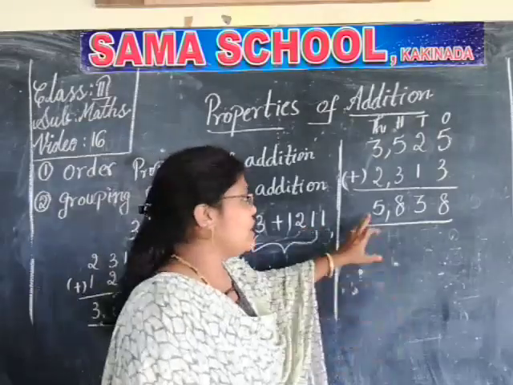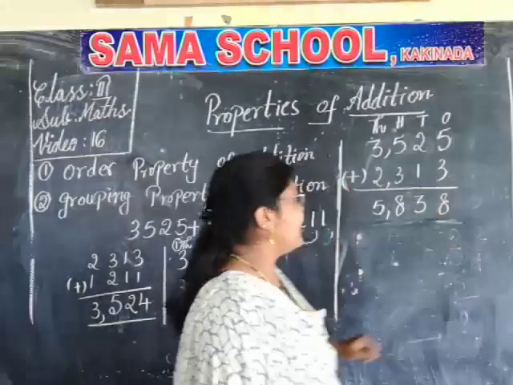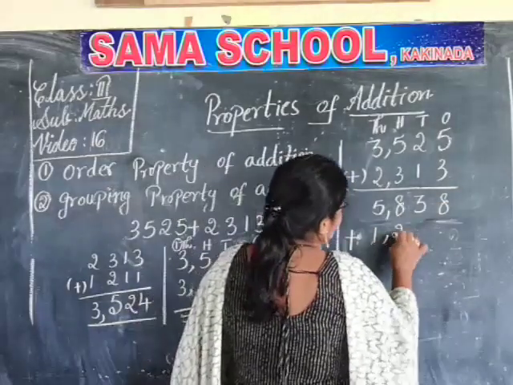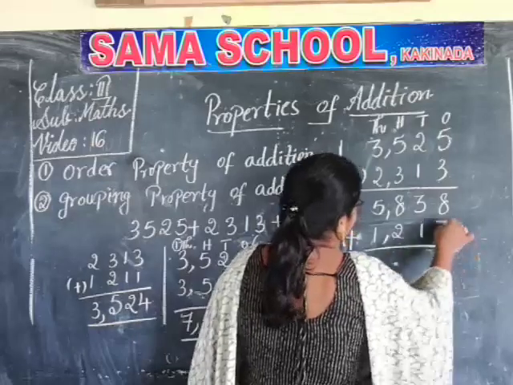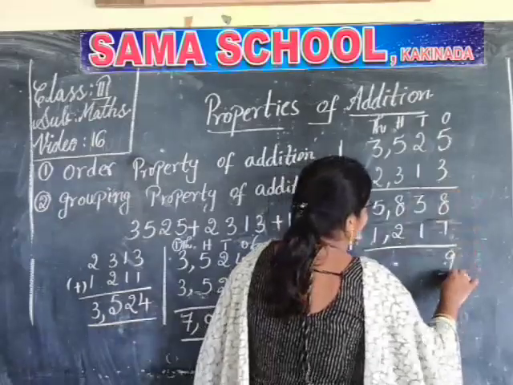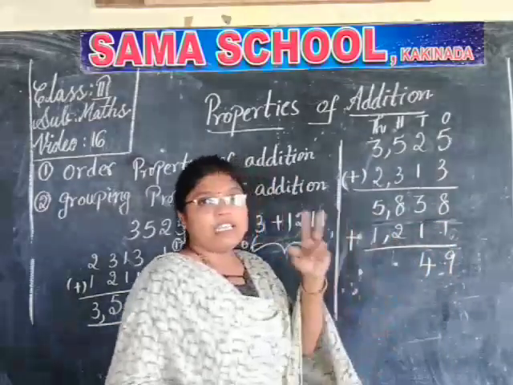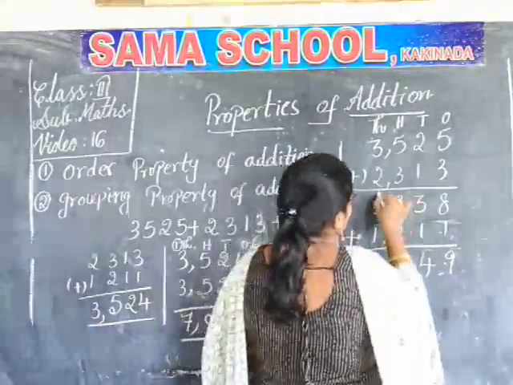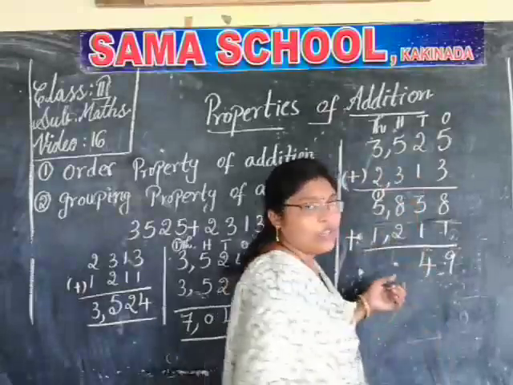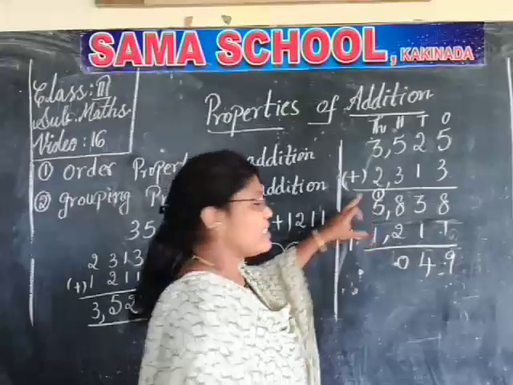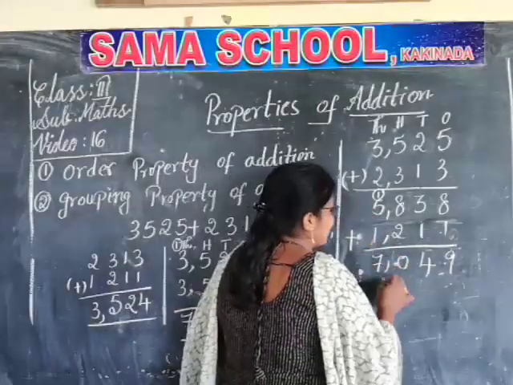Now, add this 1211 to this 5838. Add 1211. 8 plus 1, 9. 3 plus 1, 4. 8 plus 2 is 10. So, 1 will be carried over to thousands place and write 0. 5 plus 1, 6. And 6 plus 1, 7.